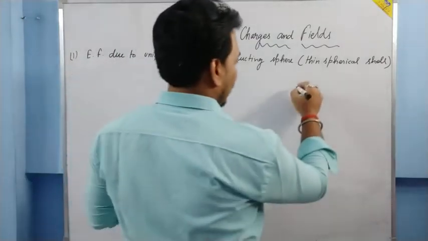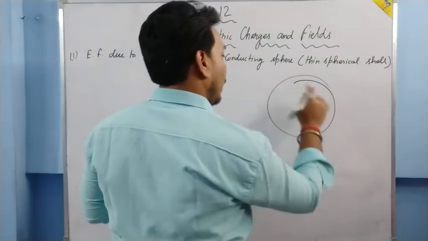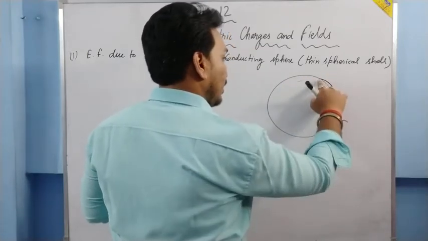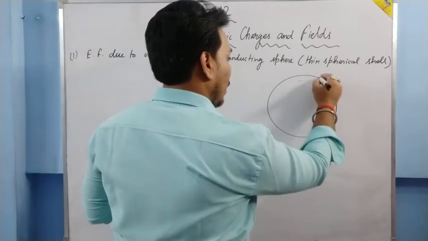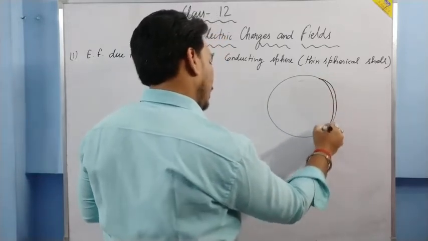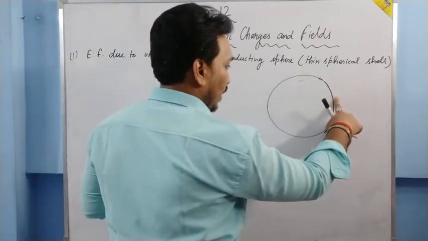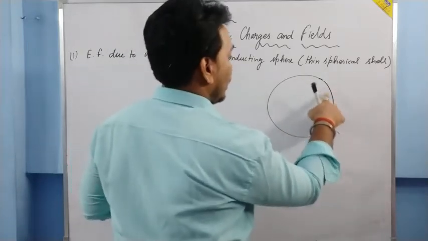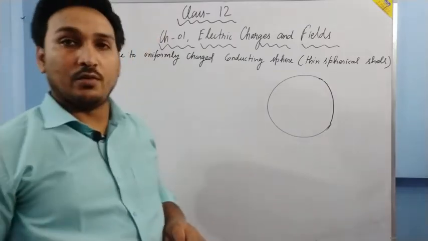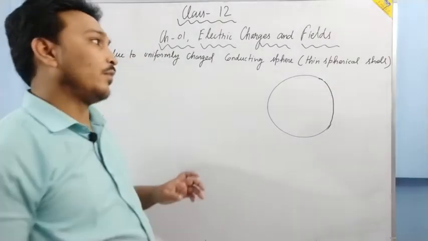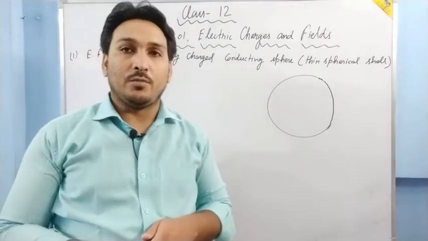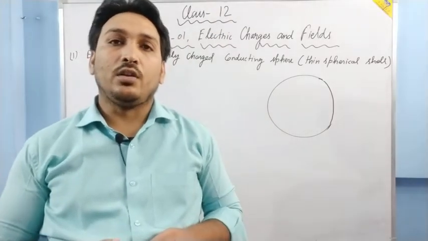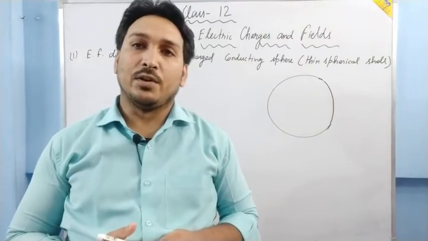Let us have a sphere. It could be conducting. It could be a thin spherical shell. What is common between these two criteria? Actually, for conductors we have a property that whenever we give some extra charge to the conductor, all the charge resides on its surface only.